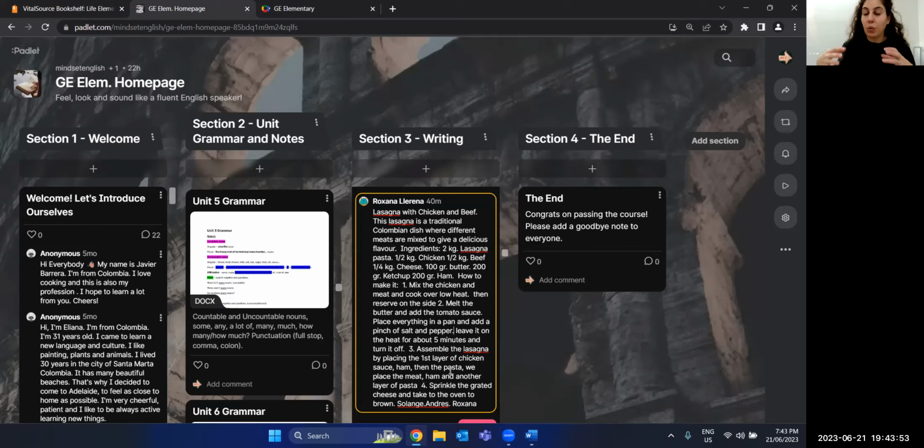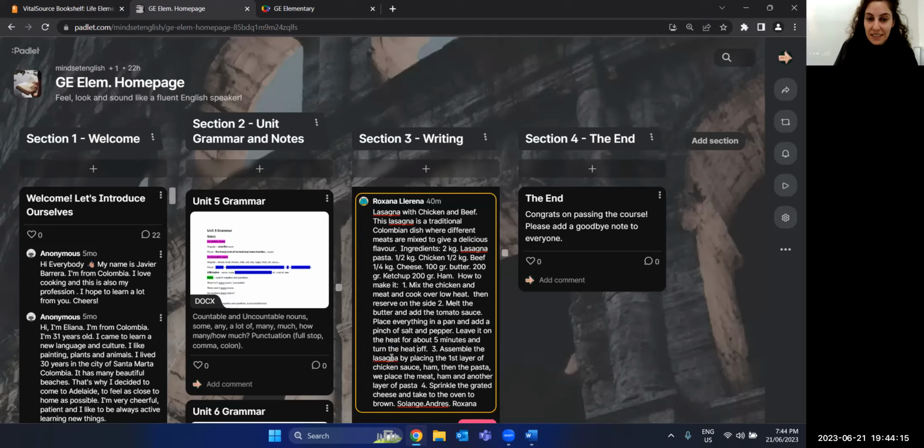So we already talked about why we use a comma and why we use a full stop. That is the end of the sentence, so we need a full stop. Start the sentence, leave it on the heat for about 5 minutes and turn it off. Yeah, leave it on the heat for about 5 minutes and turn the heat off.